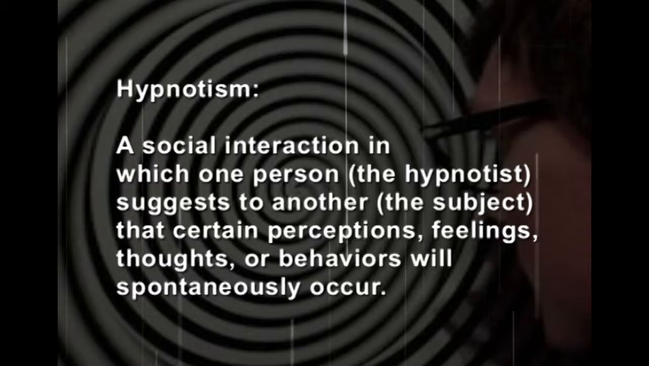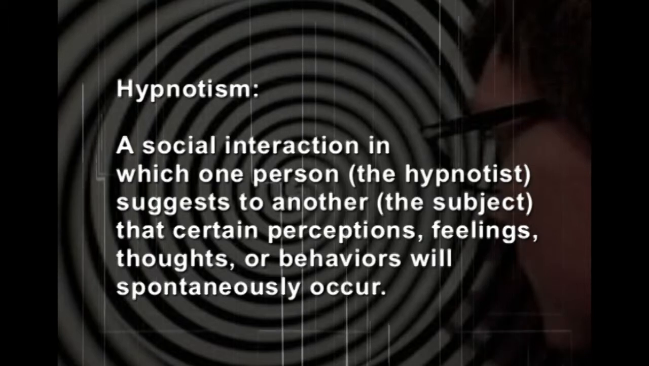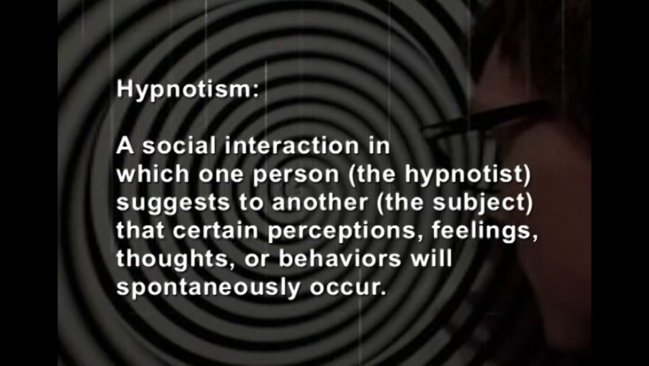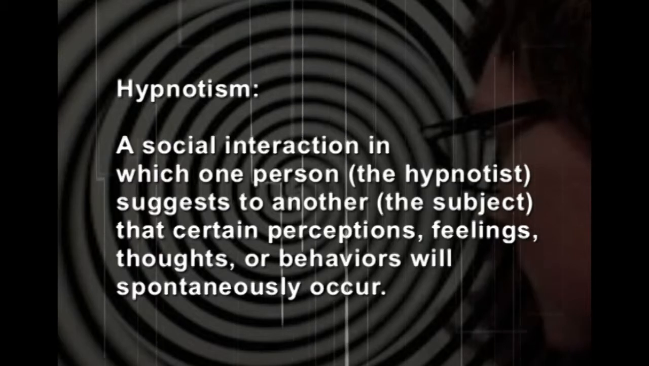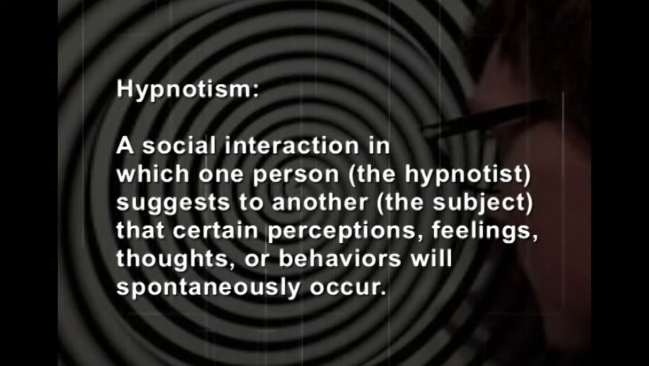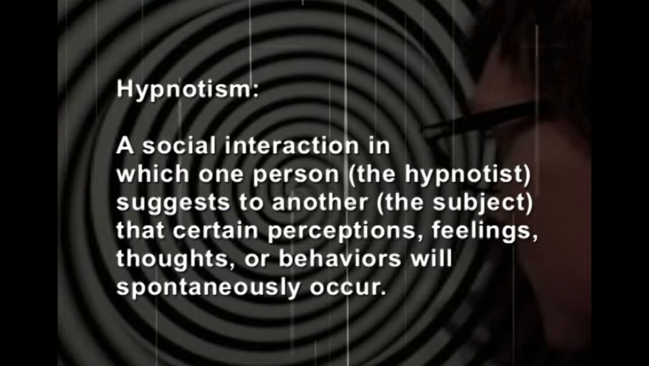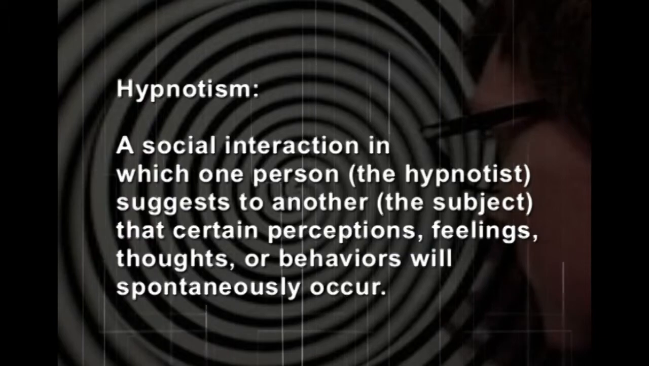I'll provide you two different kinds of definitions. The first is, hypnotism or hypnosis is a social interaction in which one person, that is the hypnotist, suggests to another, that is a person or a participant who receives the process, that certain perceptions, feelings, thoughts or behaviors will spontaneously occur. Which means, if this definition is clear, we require two people for hypnotism to happen, that is a hypnotist and a subject or a participant who is ready to get hypnotized.